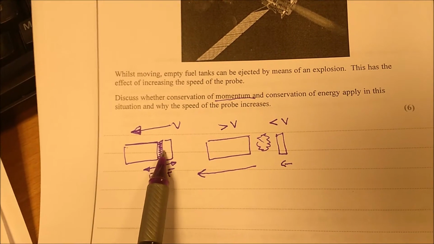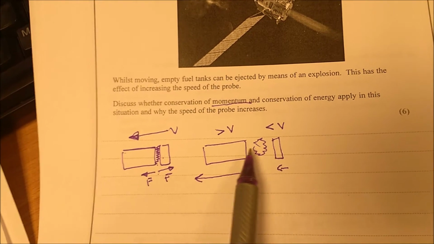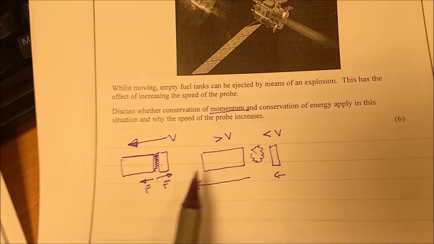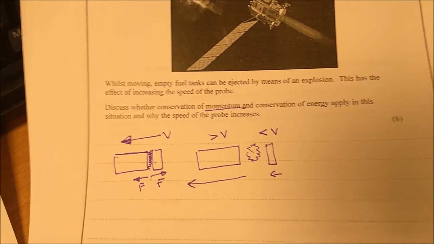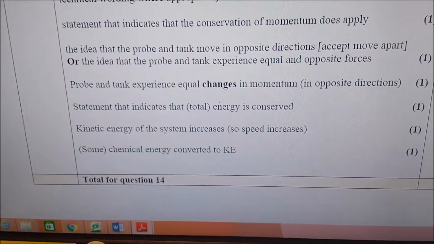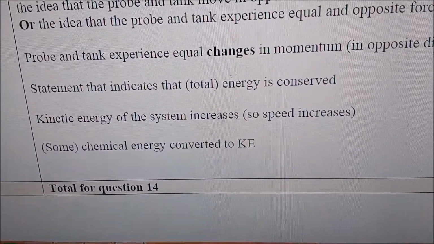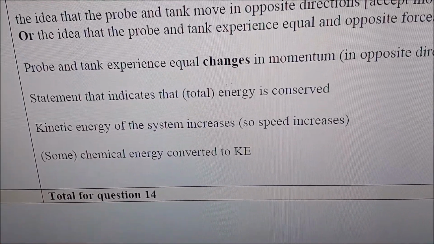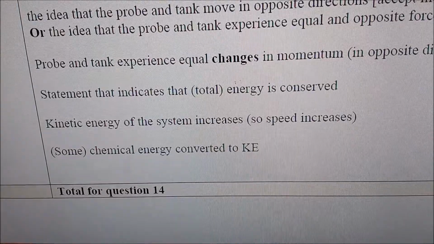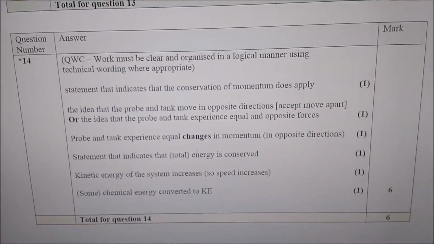But we know we've got this source of chemical energy, so that's going to have to gain more kinetic energy than this one loses. So in terms of the whole system, the kinetic energy of the whole system is increasing. So what we're looking for is that the total energy is conserved, the kinetic energy of the whole system increases. You've got to say of the system, not just specifically one part of it. And you need to make the point chemical energy is converted into kinetic energy.